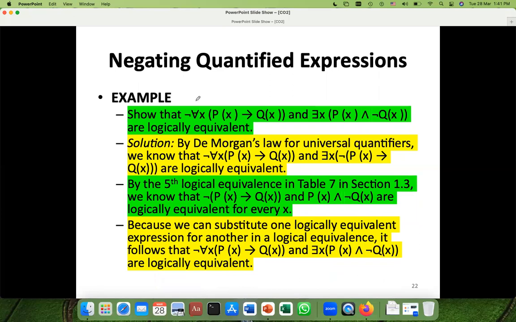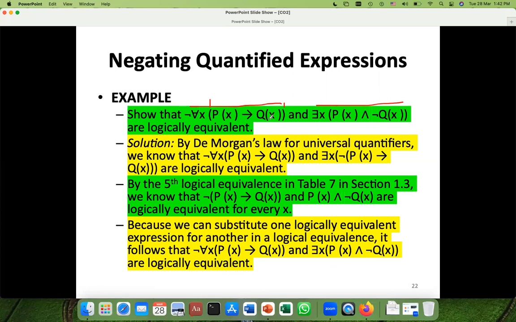Example. You have this statement. For every x, p of x implies q of x, and you have this parenthesis starting and ending, and you have the negation here. And you have another statement, there exists x, p of x, and negation q of x. Show that these are logical equivalent. So you know that how you can prove a logical equivalent through truth table or through replacement of statement. So now in this example, we are going with the replacement of statement.